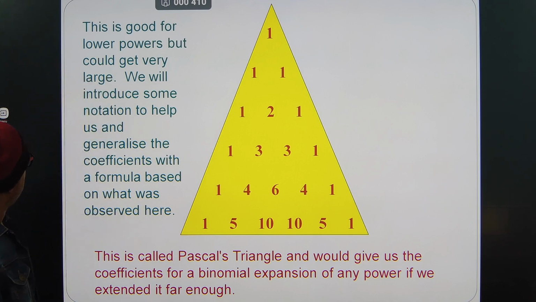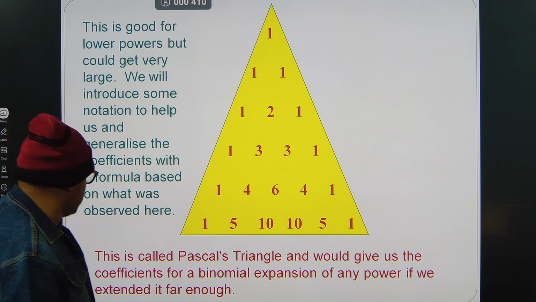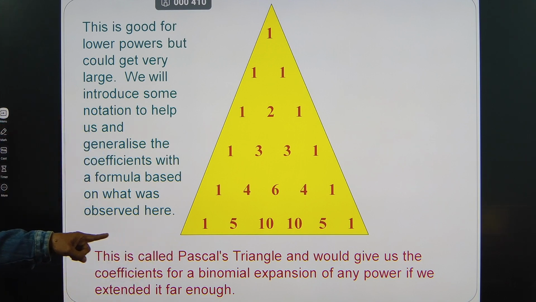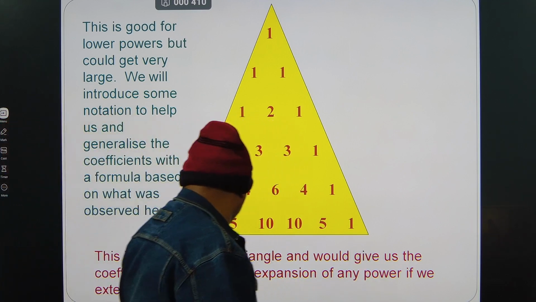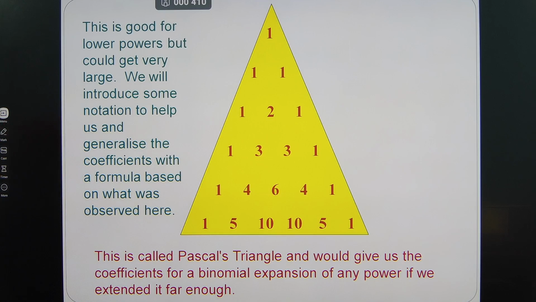This is good for lower powers, but it could get very large. We will introduce some notation to help us and generalize the coefficients with a formula based on what was observed here. This is called the Pascal triangle and would give us the coefficients for a binomial expansion of any power if we extended it far enough.